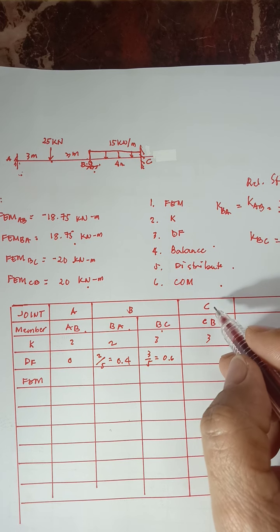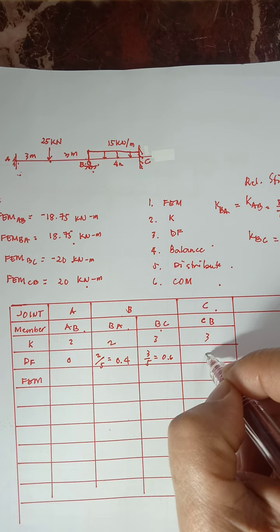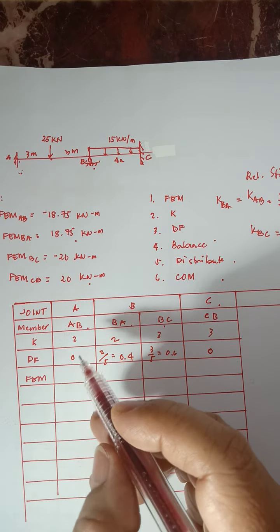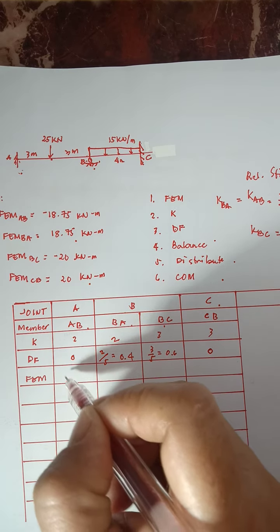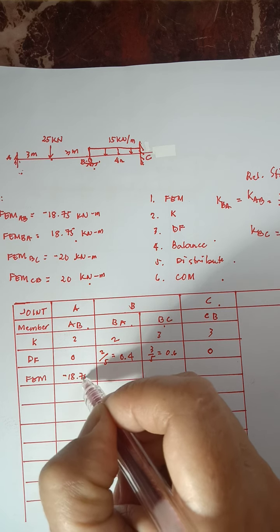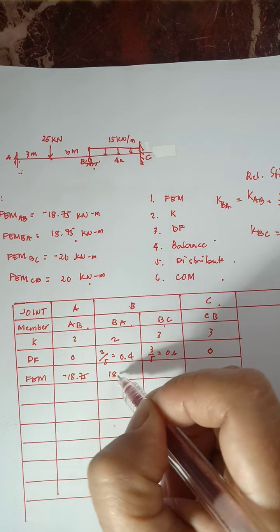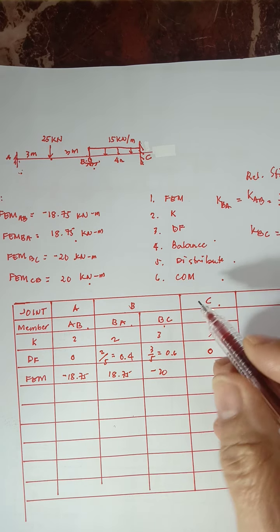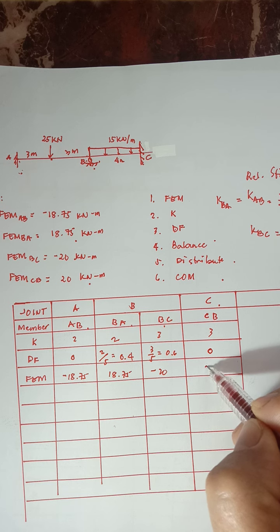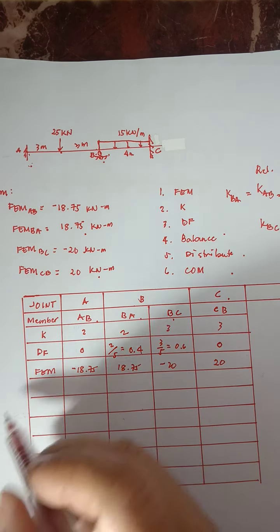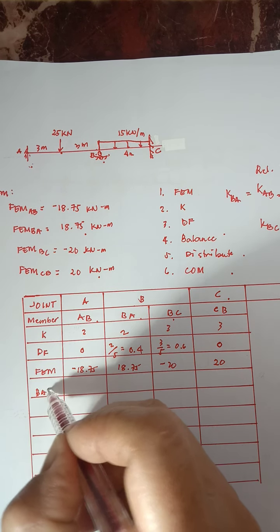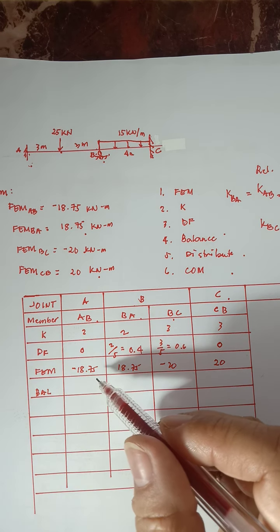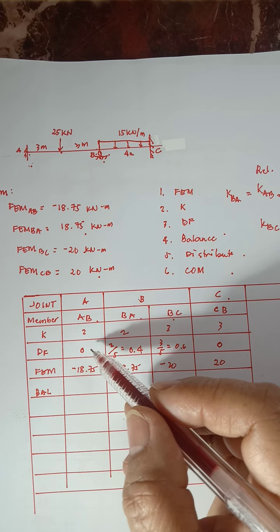And since at C there is a fixed support, this is equal to 0. Okay, so we place the fixed end moments: for AB, minus 18.75; for BA, positive 18.75; for BC, minus 20; and for CB, positive 20. Okay, so we balance, no? When we balance, we take the moment times the distribution factor.